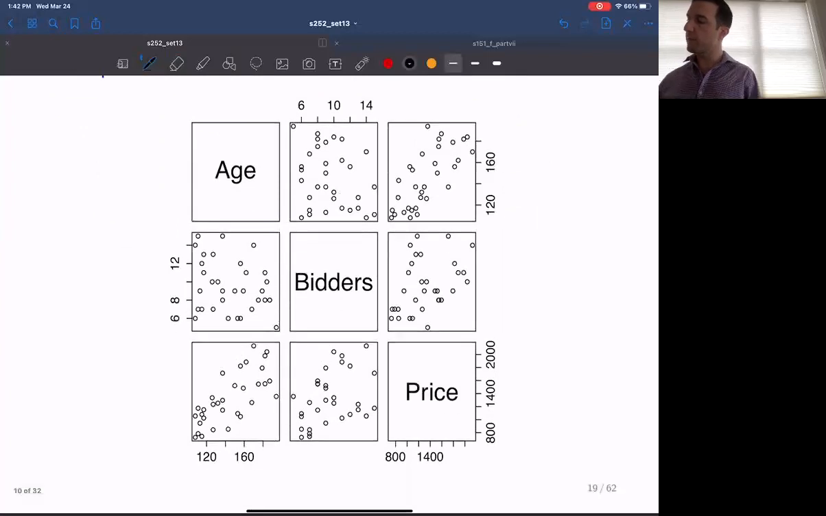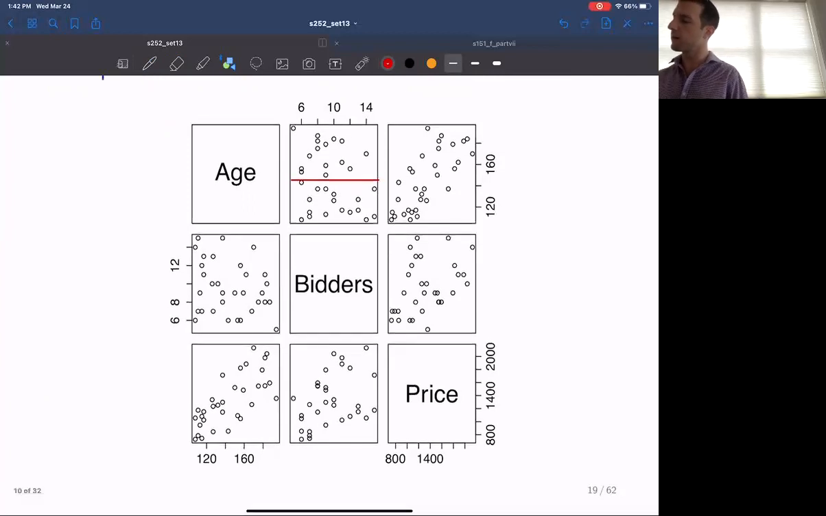All right, so here's our pairwise scatter plot showing the relationships between the variables. So you can see that if we consider this first plot here, it almost looks like age and bidders really have no relationship at all. So this does not appear to be linear. But the relationship between age and price certainly does appear to be linear.